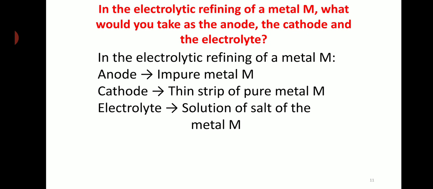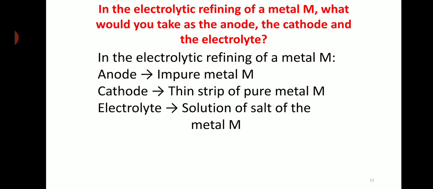In the electrolytic refining of metal M, what would you take as the anode, the cathode and the electrolyte? So this we discussed in the previous class. Electrolysis. So here metal M is given. You have to find what is made as anode, cathode and electrolyte. So the anode is always the impure metal M.